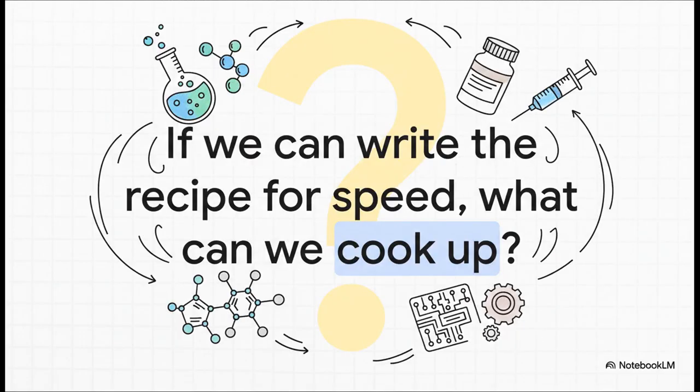And that kind of leaves us with one last big thought. We've just seen that chemists can figure out the exact recipe for how fast a reaction goes. So if we have that power, the power to control the very pace of chemistry, what amazing new medicines, materials, or technologies do you think we could cook up next?